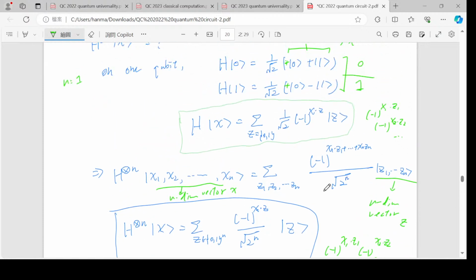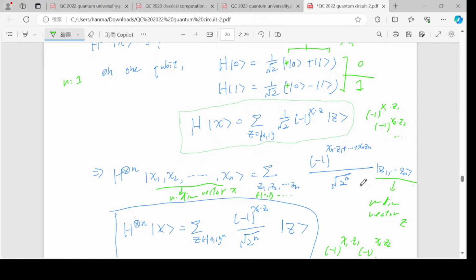We see that there is a summing over all possible bit strings z, where every one of them is in 0, 1, etc.